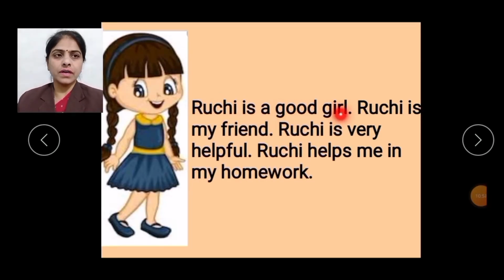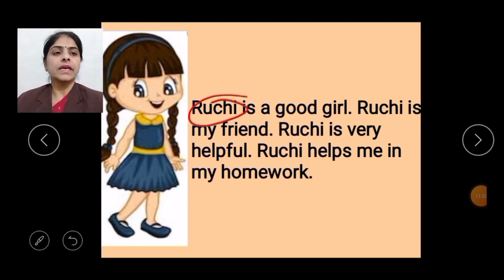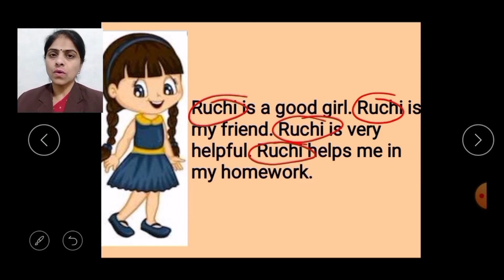Ruchi is a good girl. Ruchi is my friend. Ruchi is very helpful. Ruchi helps me in my homework. In this paragraph, the name Ruchi is repeated again and again. So, to avoid the repetition of the same name, can we use he here?